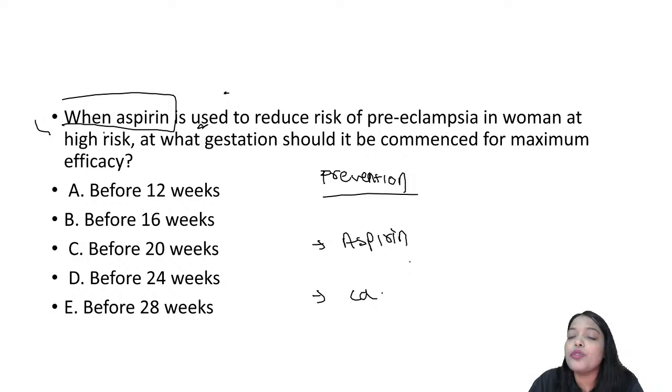So when aspirin is used to reduce the risk of preeclampsia in women at high risk, at what gestation should it be commenced for maximum efficacy? I am indirectly asking you, when do you start aspirin? Very good. You have to start at 12 weeks. So you start at 12 weeks and continue throughout the pregnancy. Okay.